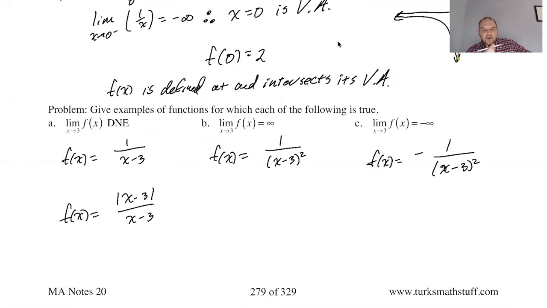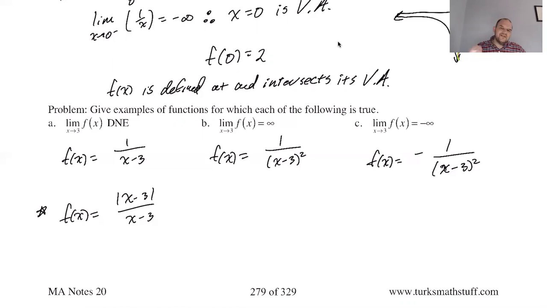Could we have squared the first one? I feel like if you just square it, it's not going to work. I think if you square it, you're going to get one from the left and the right. So that's too risky. Don't go with that one.